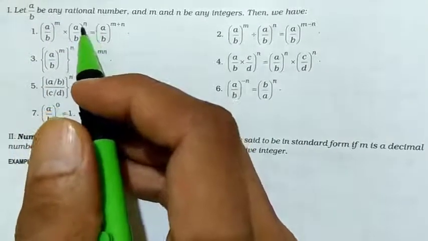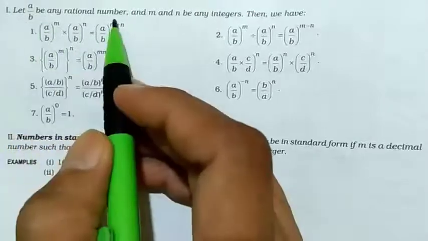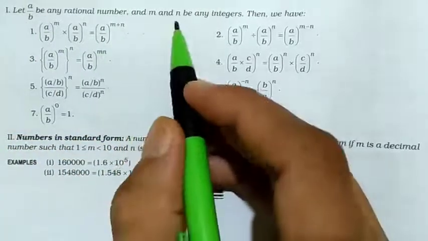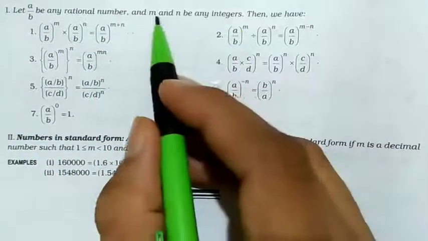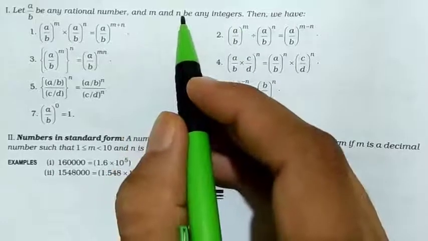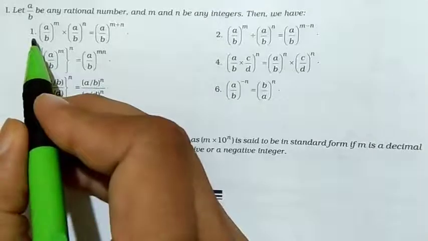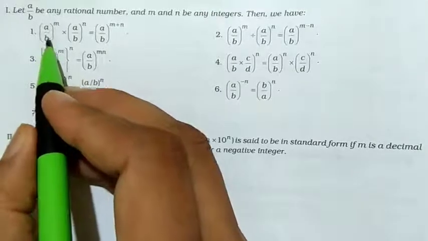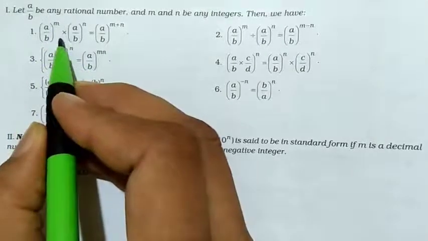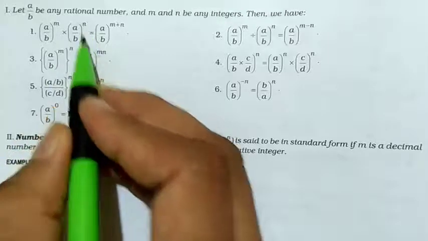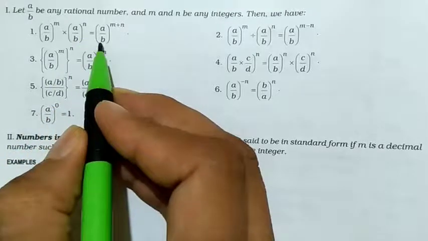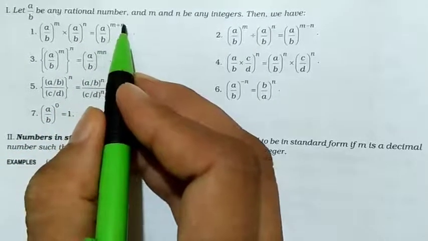We have discussed the rational number. a by b is any rational number, and m and n are any integers. Then what do we have? The first law of exponents: a by b whole power m multiplied by a by b whole power n equals a by b whole power m plus n.